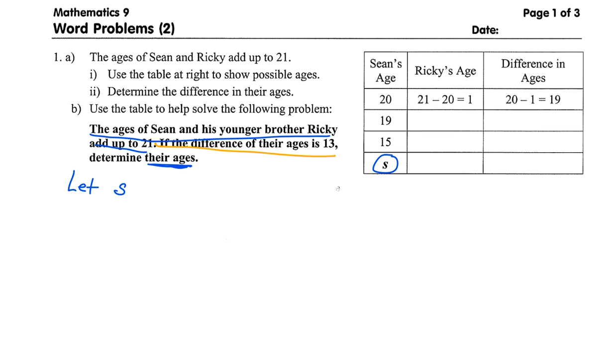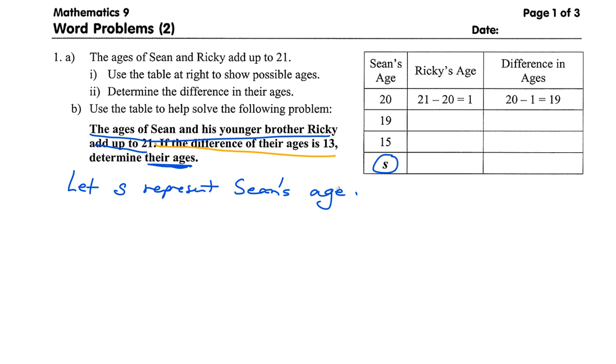So let little s represent Sean's age. Now notice I'm not saying let little s represent Sean. It doesn't represent Sean, because that would be what? His height, his weight, his hair color, right? No, it's his age. So we have to be very specific what S represents. And then once we know that Sean is S years old, we now have to figure out how old Ricky is. If Sean is S years old, how old is Ricky?